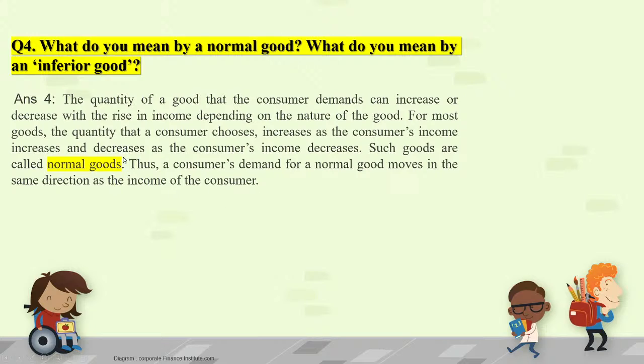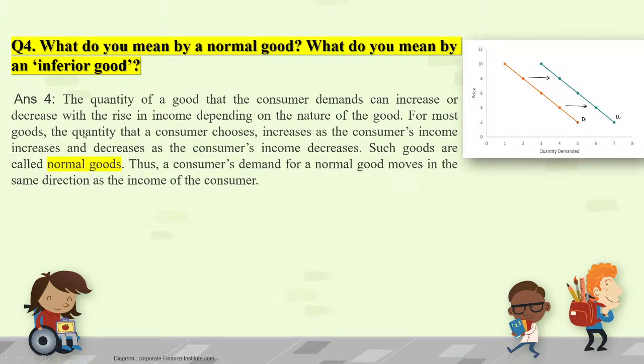In this case, the demand goes in the same direction as that of the income. If income increases, the demand for these goods also increases. That is why they are known as normal goods. See here the situation is being given. Price is given on the vertical axis. The quantity demanded is given on the horizontal axis.